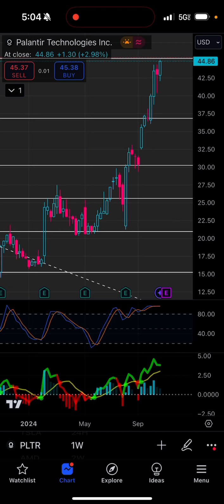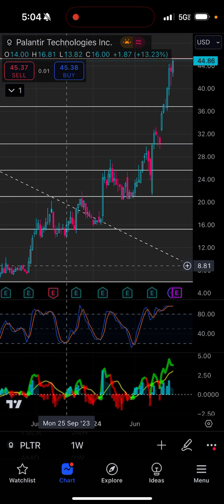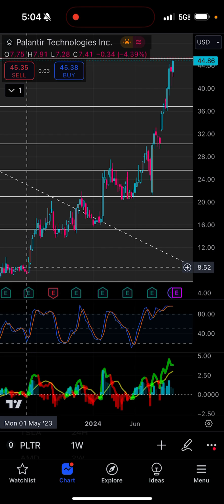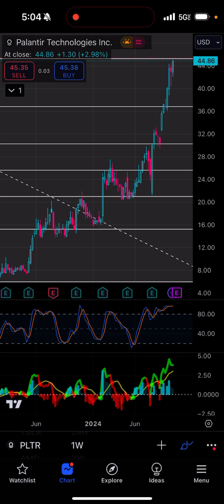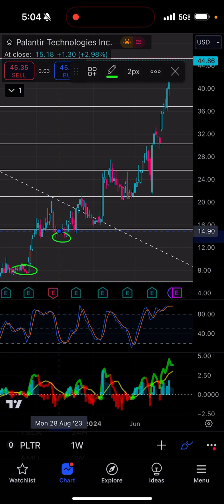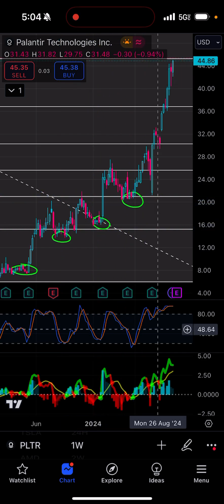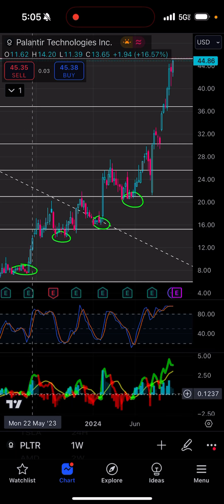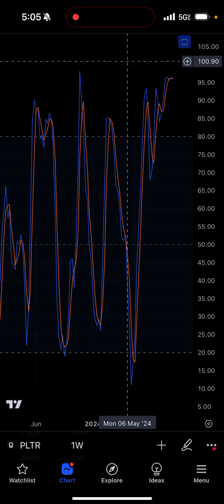On the weekly, you had plenty of times to add over the last, I'd say, year and a half, right? If you were looking at long term, you would have added here, right there, right here, and then right there. Every single perfect entry on the weekly.